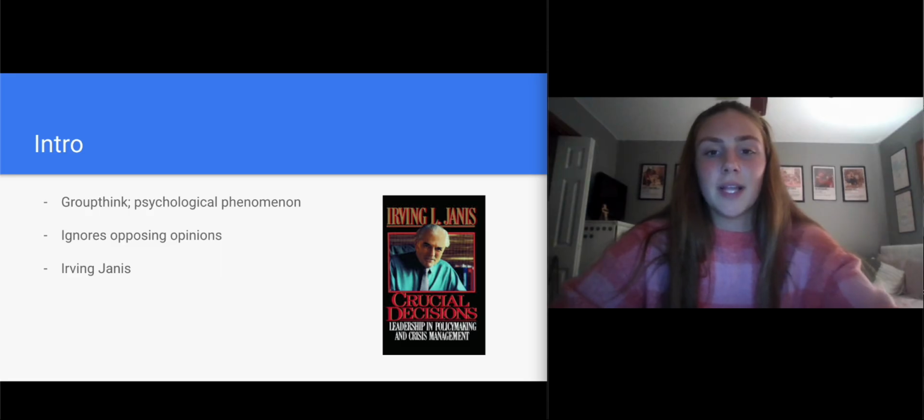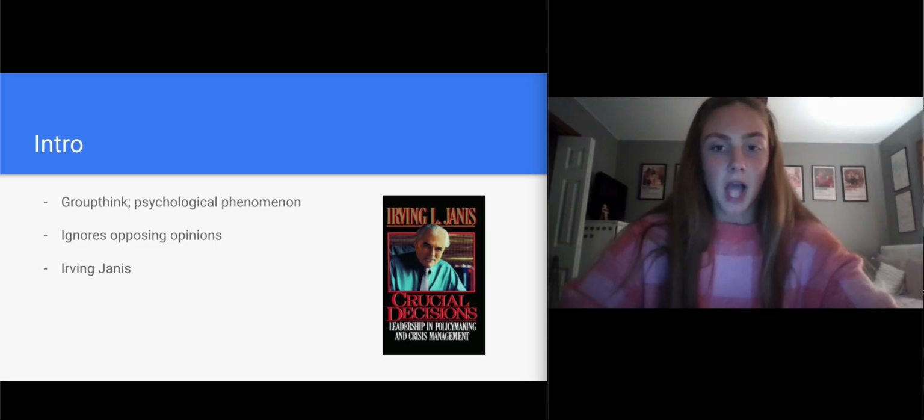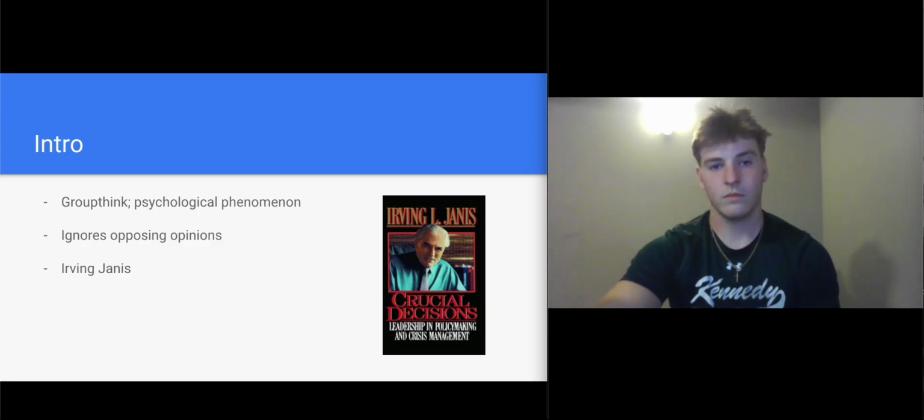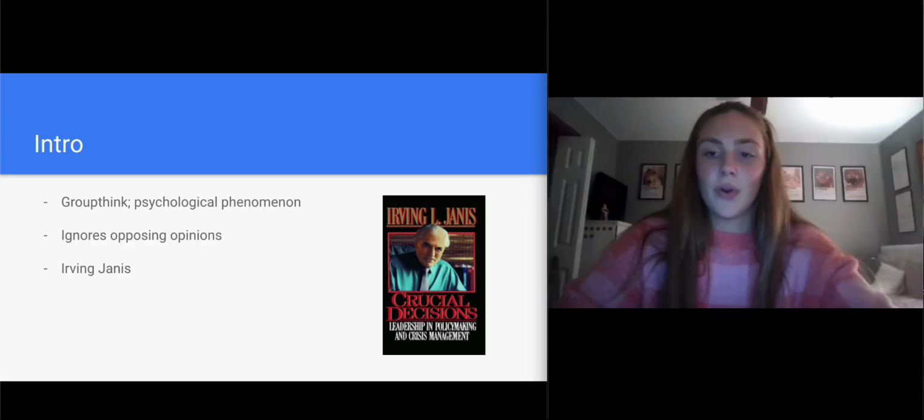These symptoms include illusion of invulnerability, where members become overly confident and ignore risks. Collective rationalization occurs when they justify or explain away opposing ideas. Illusion of morality, the belief that their decisions are always morally right. Excessive stereotyping, where critics are labeled as wrong or inferior. Pressure for conformity that silences disagreement. Illusion of unanimity, when everyone assumes total agreement.